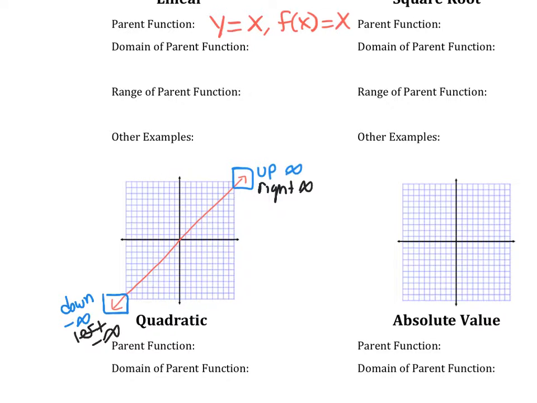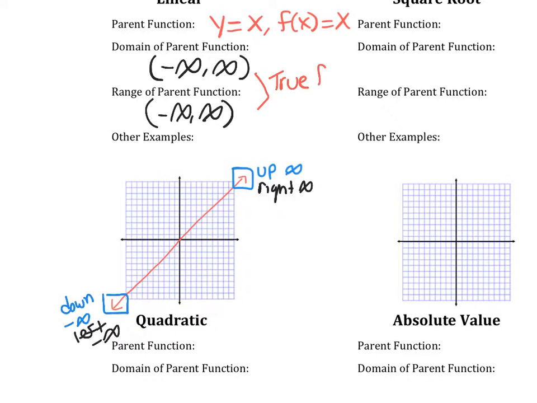And so because of that, when we are talking about domain and range of linear functions, the domain is going to be negative infinity to infinity because we're going left forever and right forever. And our range will be negative infinity to infinity. This will be true for any linear function.